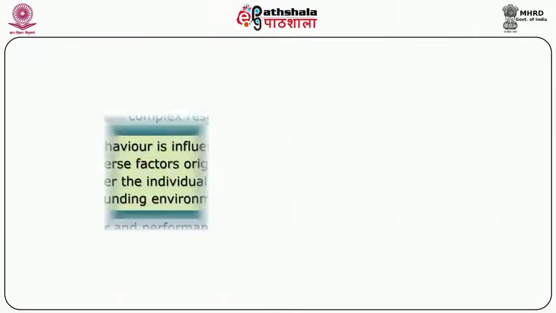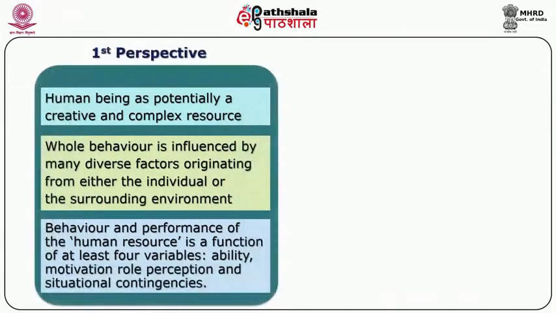There are two perspectives to human resources. The first perspective is that human beings are potentially a creative and complex resource. The whole behavior of human beings is influenced by many different factors originating from either the individual himself or herself or the surrounding environment. Behavior and performance of the human resource is a function of at least 4 variables.